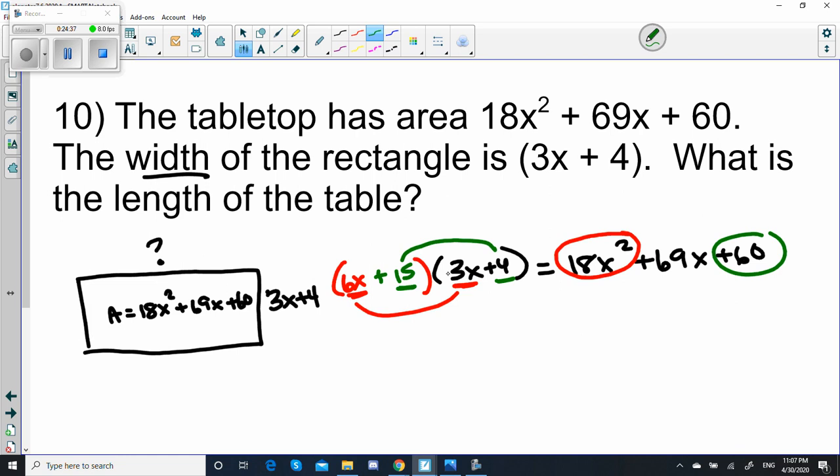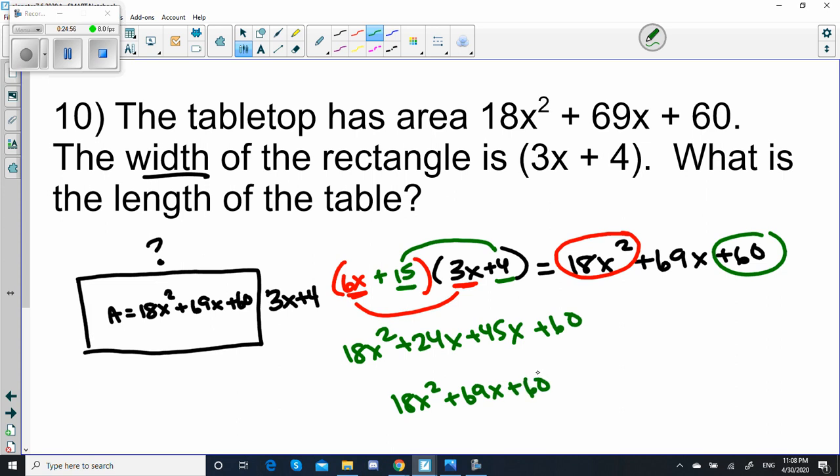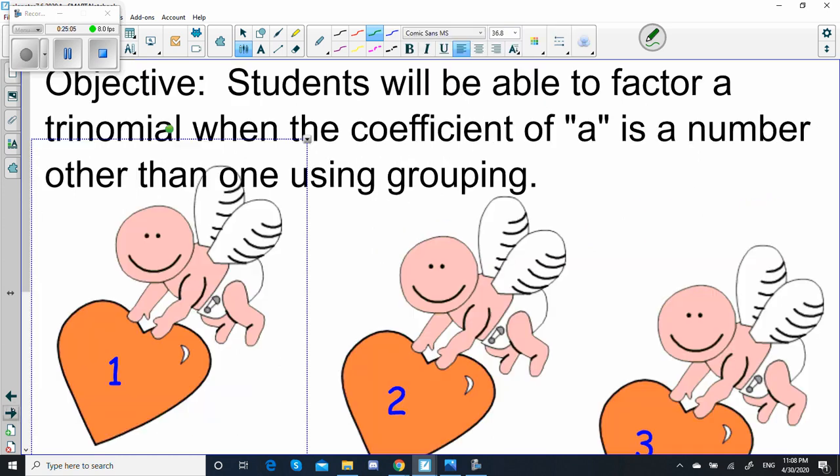So 6x times 3x is 18x squared. 6x times positive 4 is plus 24x. 15 times 3x is 45x. And 15 times 4 is 60. So if I add those two middle terms, yeah, I get the area exactly. So yeah, the length here is 6x plus 15. Okay, that was a long one.